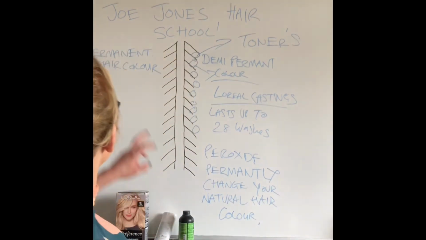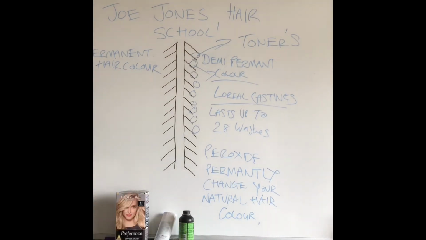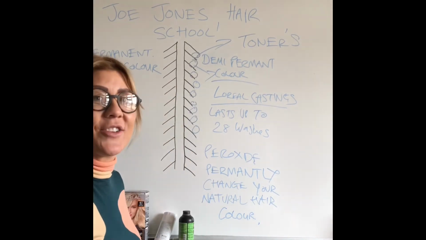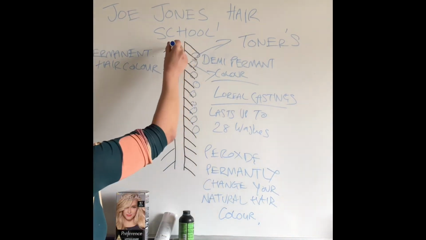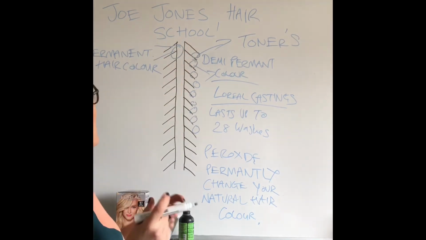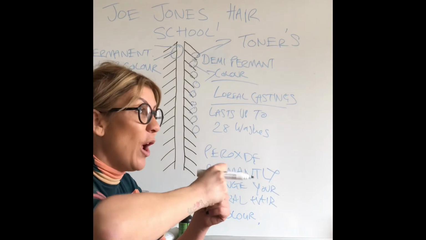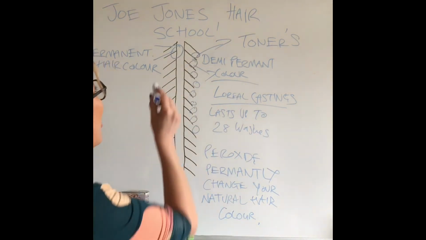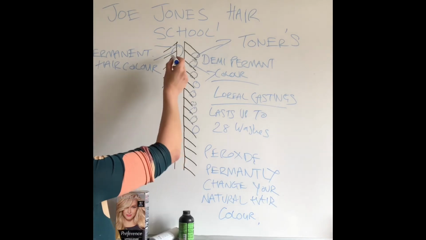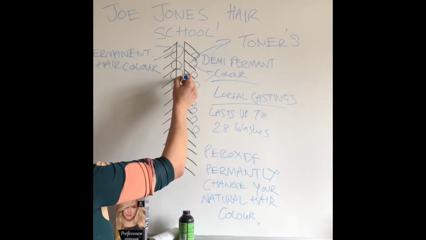Okay, so permanent hair colour. With a permanent hair colour, this goes right into the hair shaft. The cuticle opens up and then the pigment goes right in there. It goes in small and then it opens up, so it can't wash out. It's stuck in there.